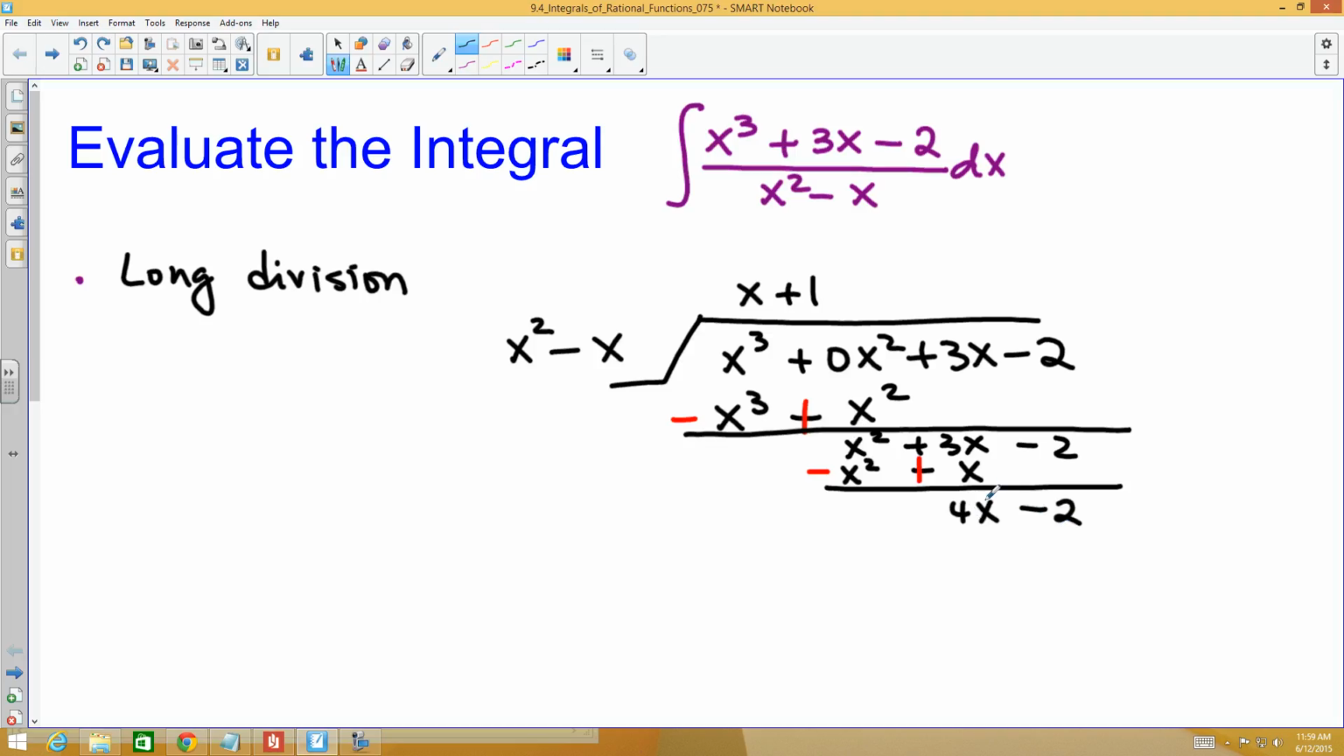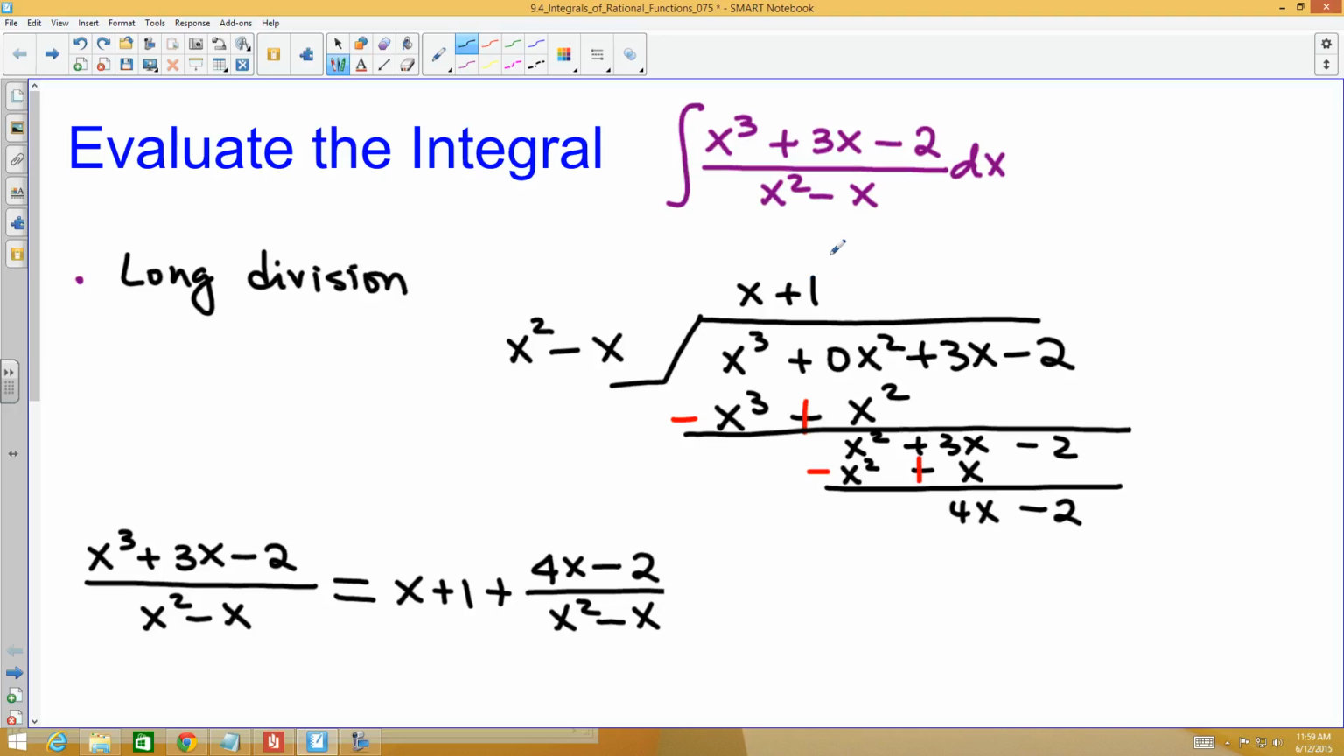Now realize that the degree of 4x minus 2 is less than the degree of x squared minus x. Therefore, we stop the division here, and this is our remainder. So the integrand is equal to the quotient, which is x plus 1, plus the remainder divided by the divisor, which is x squared minus x. Now, the next thing is to factor the denominator here and then use partial fractions for this expression. And that gives us the following: x plus 1 plus (4x minus 2) divided by x times (x minus 1).